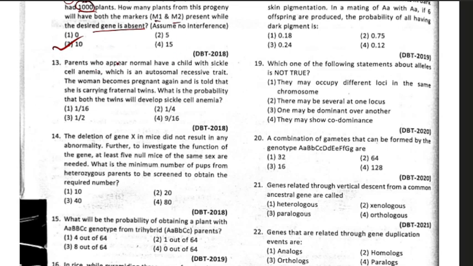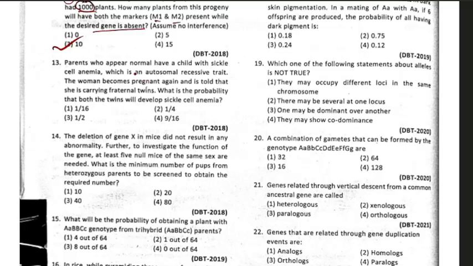Let's go over the next question. Parents who appear normal have a child with sickle cell anemia, which is an autosomal recessive trait. The woman is pregnant again and told that she is carrying fraternal twins. Fraternal twins are dizygotic twins. What is the probability that both twins will develop sickle cell anemia?